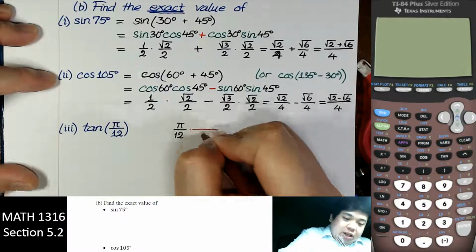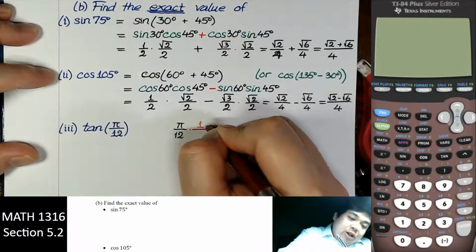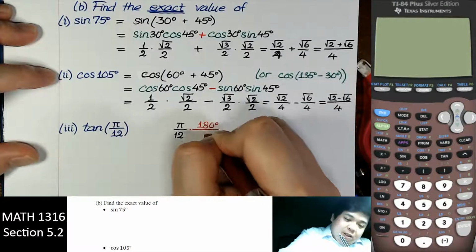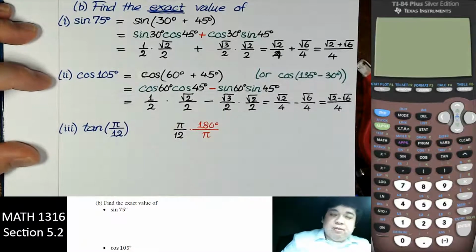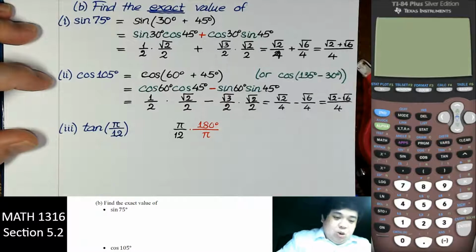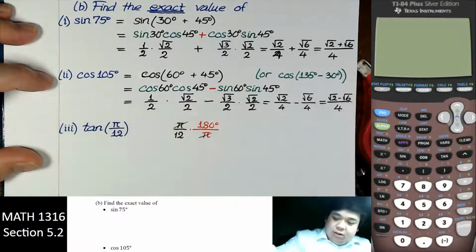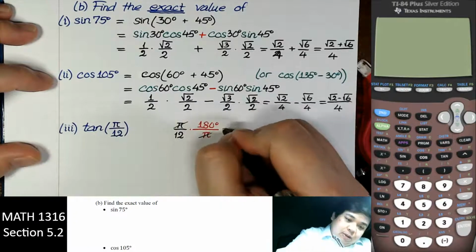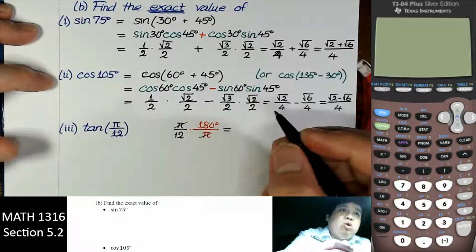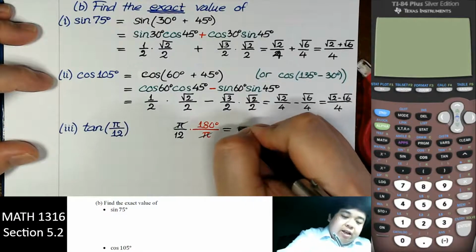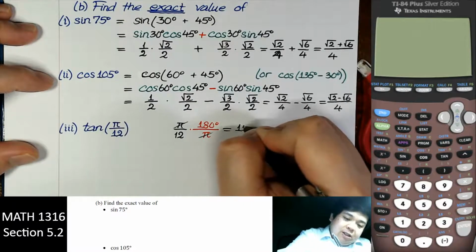So to get to degrees, we're going to put 180 degrees on top, then pi at the bottom, so that the pi will cancel out. 180 divided by 12 is 15 degrees.